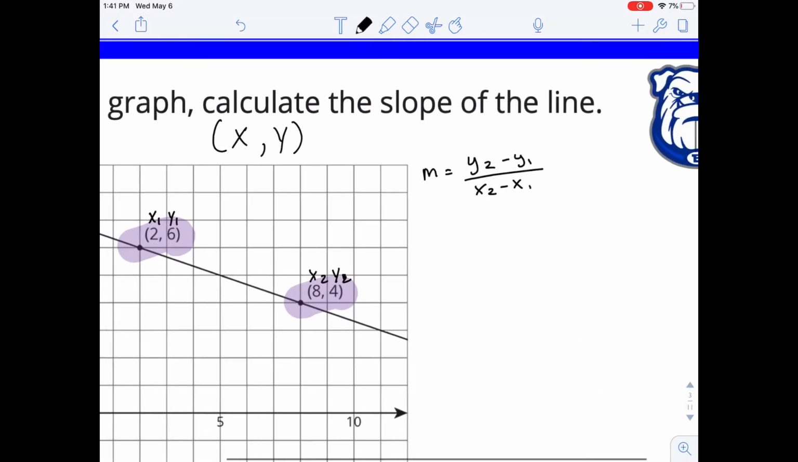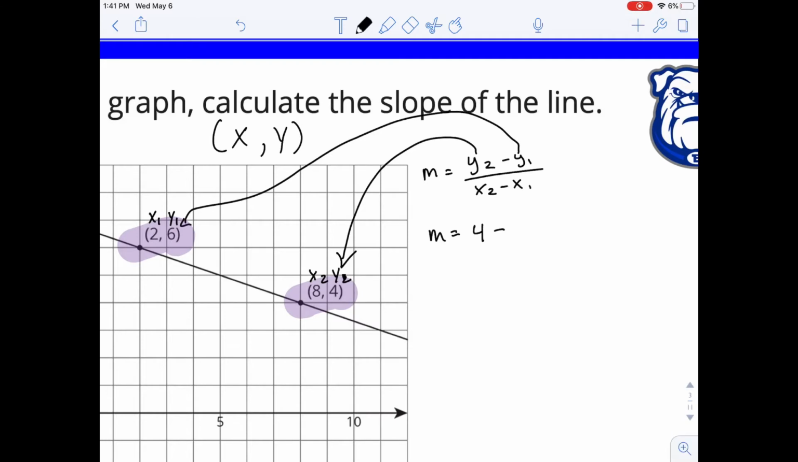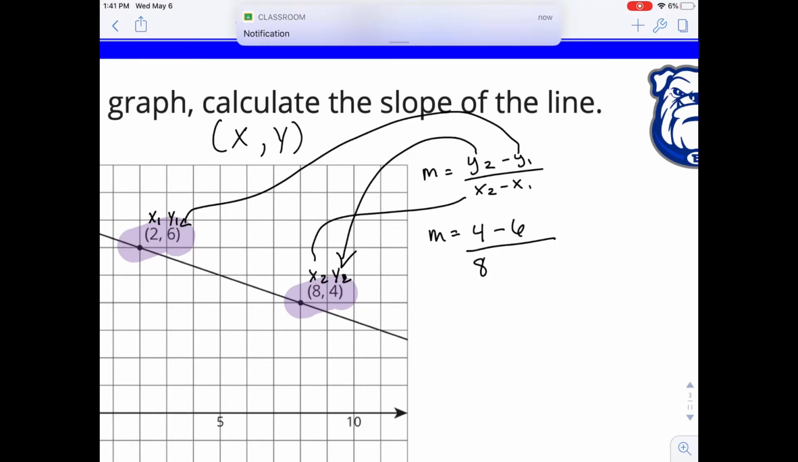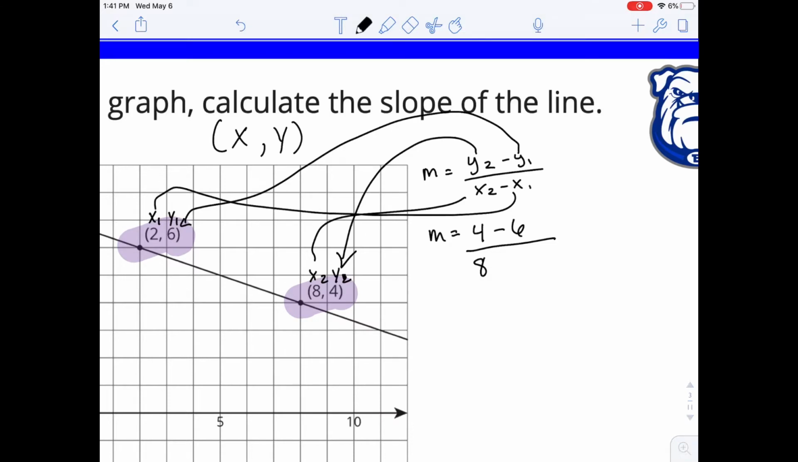Okay. So my formula is asking for my y2 first. And my y2 is 4. So 4 minus my y1, which is 6, over my x2, which is 8, and then my x1, which is 2.